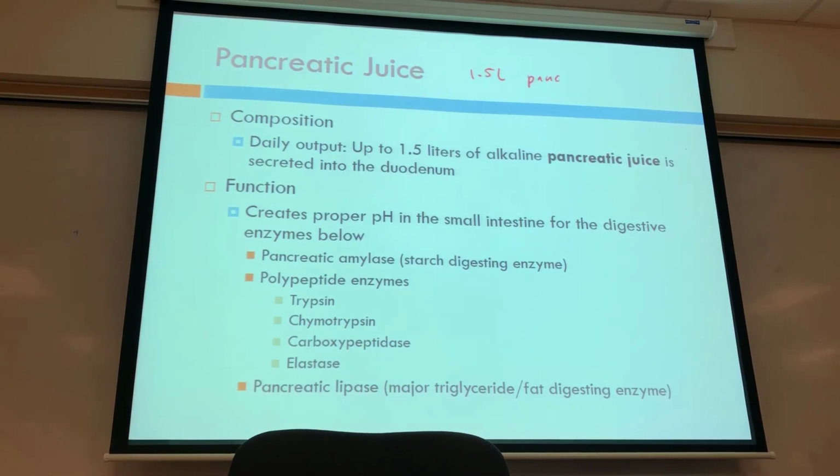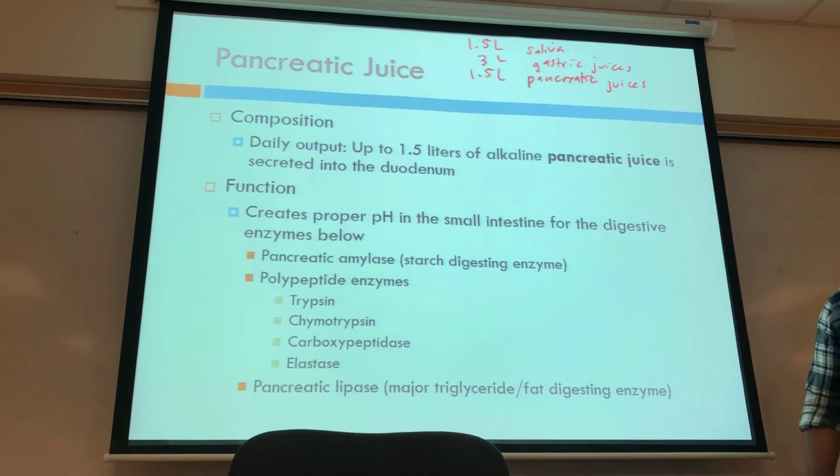So just to sum up the total volume of our juices, we had 1.5 liters a day for saliva, 3 liters for gastric juices, and now we have another 1.5 liters in pancreatic juices. So by now, we have 6 liters total of fluid that's dumped into the alimentary canal. And obviously we're going to have to reclaim that water. And where's that going to take place? That'll take place in the small intestine, but I'll talk about that when we get to that section.